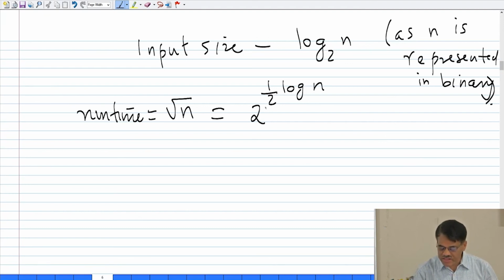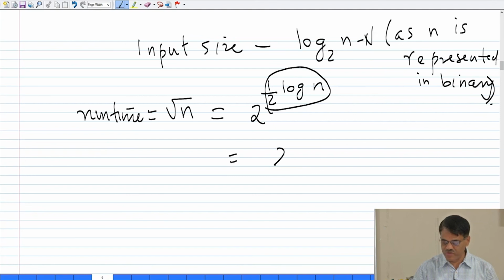So, it is this term which is my input. So, this is like 2 power n by 2. If n is my input size, then this is an exponential algorithm. If capital N is my input size, then this algorithm which I told you is an exponential algorithm. Okay. And the reason why you define the size is important.